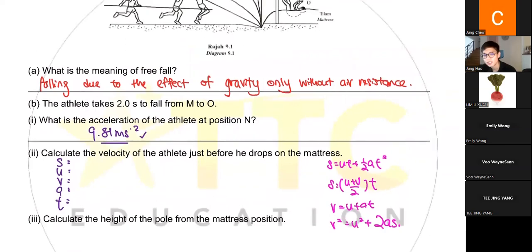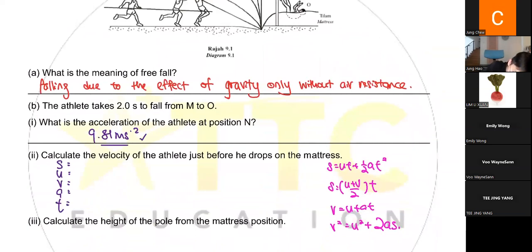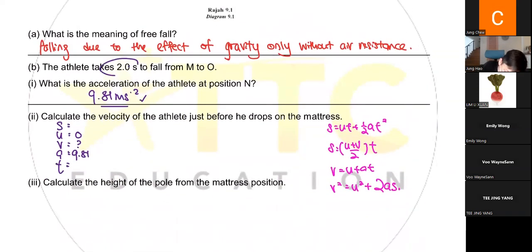Calculate the velocity. Now, as this guy falls, his initial velocity is confirmed 0. Final velocity is a question mark, because we want to know his final velocity. Acceleration is confirmed 9.81. Time taken, they tell me 2 seconds. So there is no S here. If there is no S, which formula am I going to use? Is it the first one, second one, third one, or the fourth one? You see, the first formula has no V. The second one has no A, no S, no T.